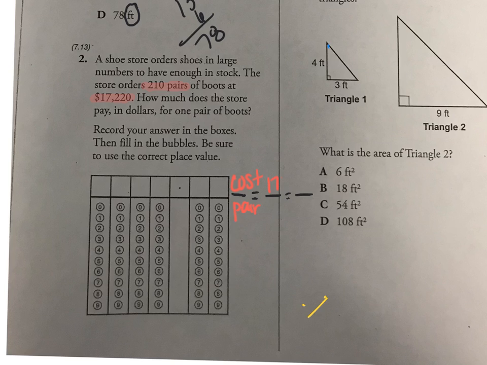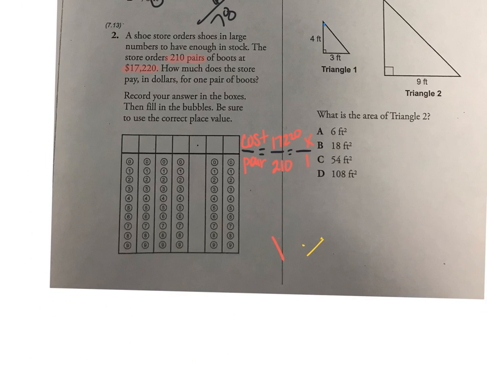So it's $17,220 for 210. How much for 1? So pretty much we're dividing 17,220 by 210. So I'm going to get 8 there. Oops, sorry, I should have put 2. And then 2 there, and it zeroes out. So it's $82 per pair of boots.